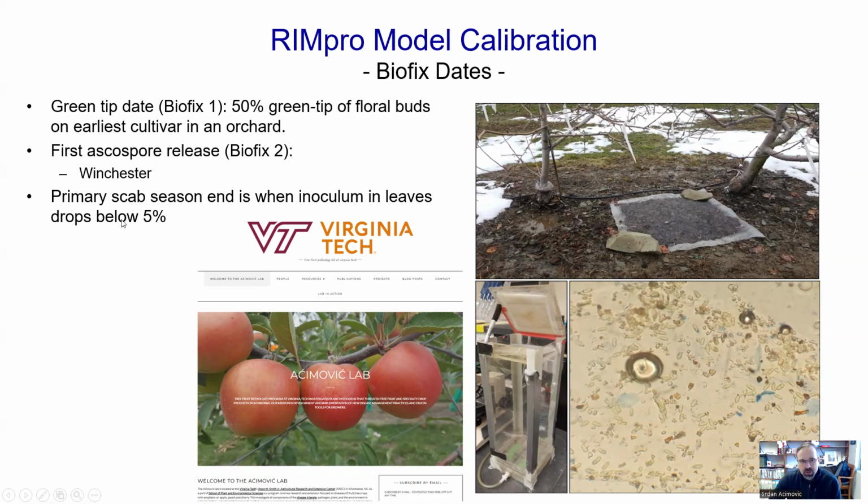What is also important is that the spore bank in these leaves can be depleted. We call it the end of the primary scab season when the spore bank gets depleted below 5% of mature spores. And we're going to talk about that more later.